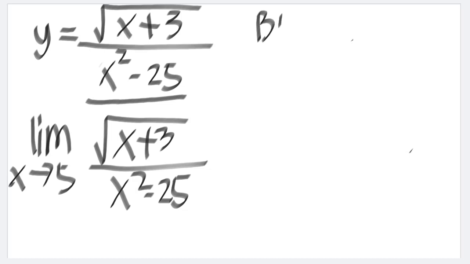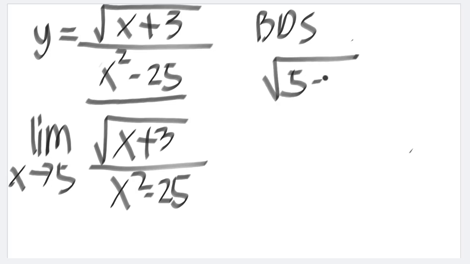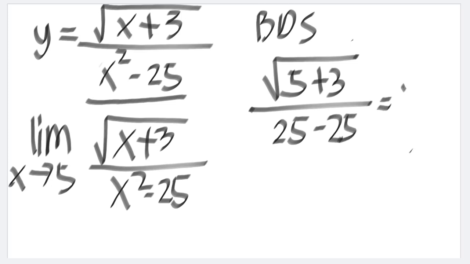So by direct substitution, we have the square root of 5 plus 3 all over 5 squared minus 25, and that is equal to square root of 8 all over 0. According to what we have learned already, any number divided by a relatively small number such that it is close to 0 would be equal to infinity.